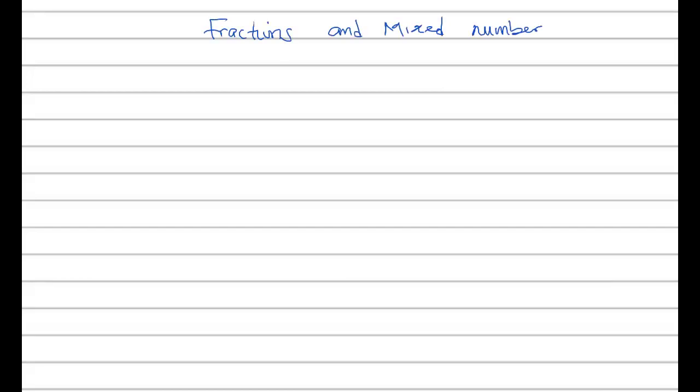So for information's sake, this is L2N7. So level 2, the 7th topic in level 2. So let's look at the fractions part.